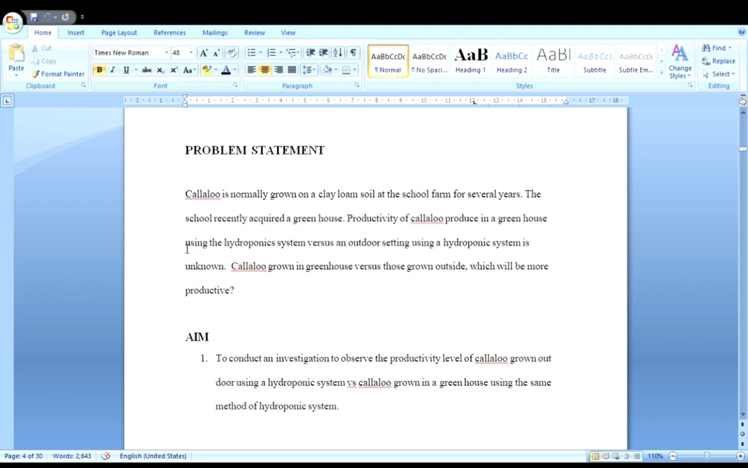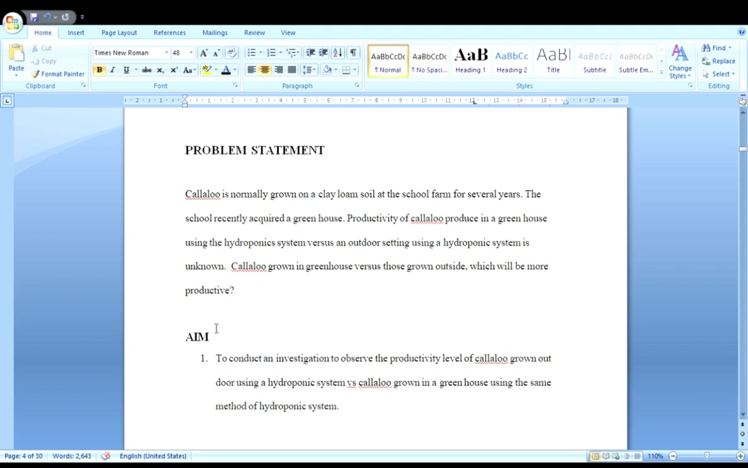When you're writing your problem statements, ensure that you establish that there's a need for an investigation. You're actually solving a problem or making a situation better. Alright, so that's how you try to write your problem statement.